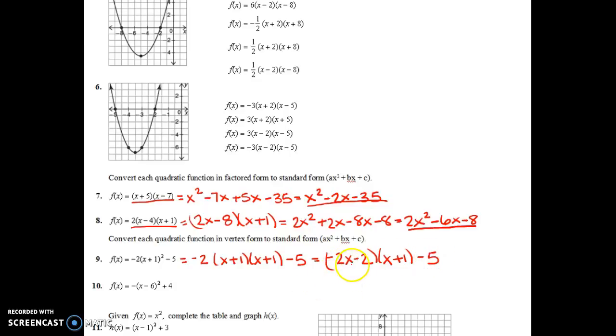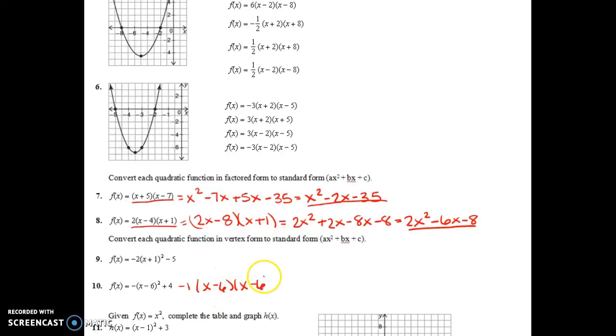Now I have to FOIL, so negative 2x squared minus 2x minus 2x minus 2, and then we have our subtract 5. And now it's just combine like terms. So negative 2x squared minus 4x minus 7. So these two things are equivalent forms. Do the same thing with number 10. So we have our negative sign. We have x minus 6 written twice, and then plus 4.